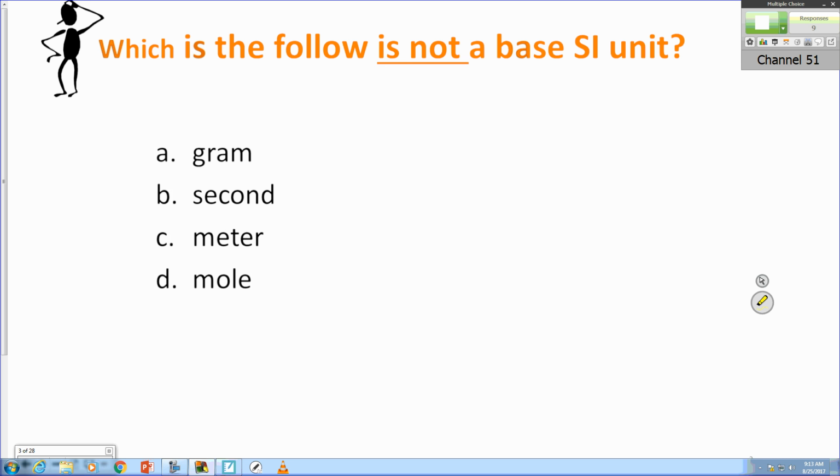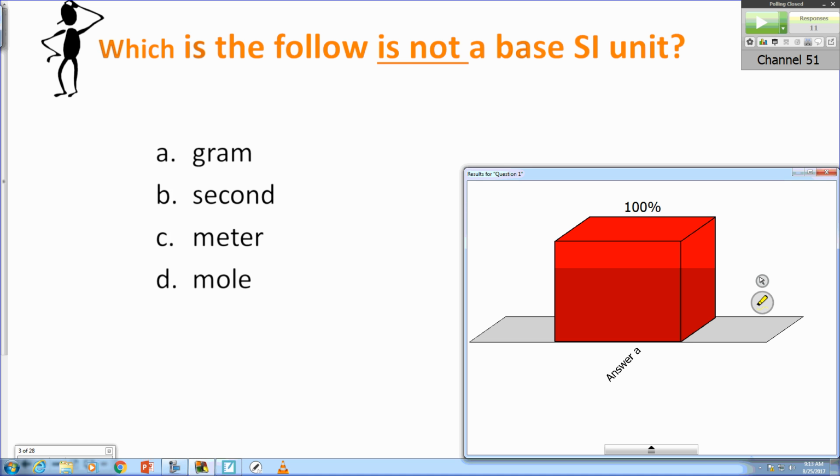Okay, so which of the following is not an SI unit? This is one of the things that I went over in the videos. One of those is not a standard metric unit. They should be 11. Yeah, there we go. Okay, so everybody said A.